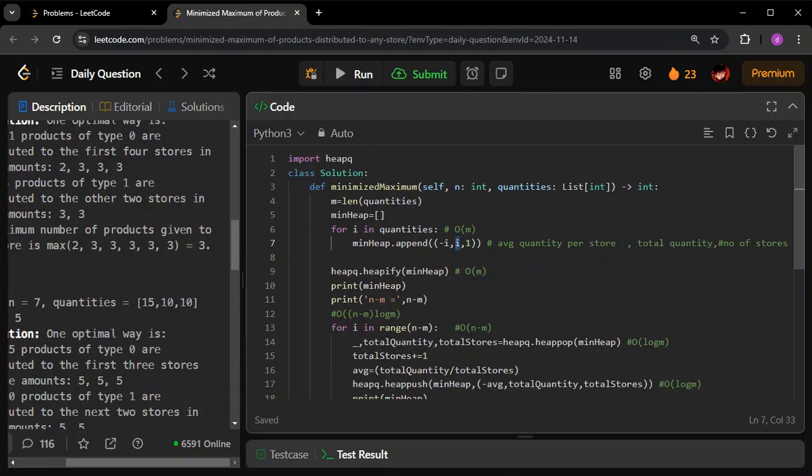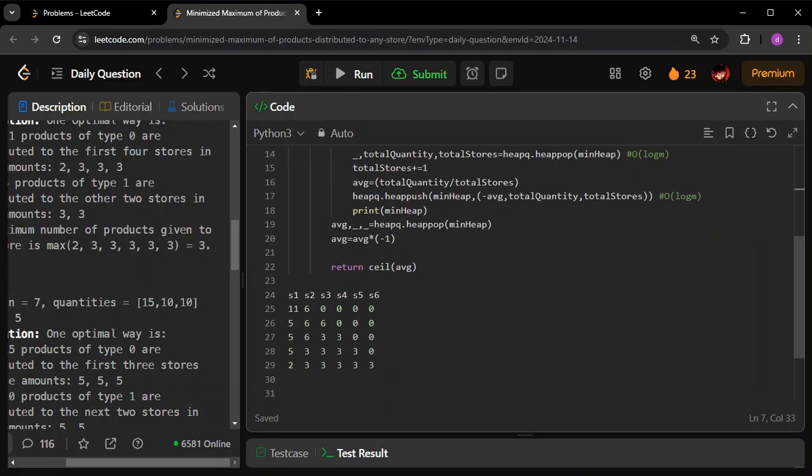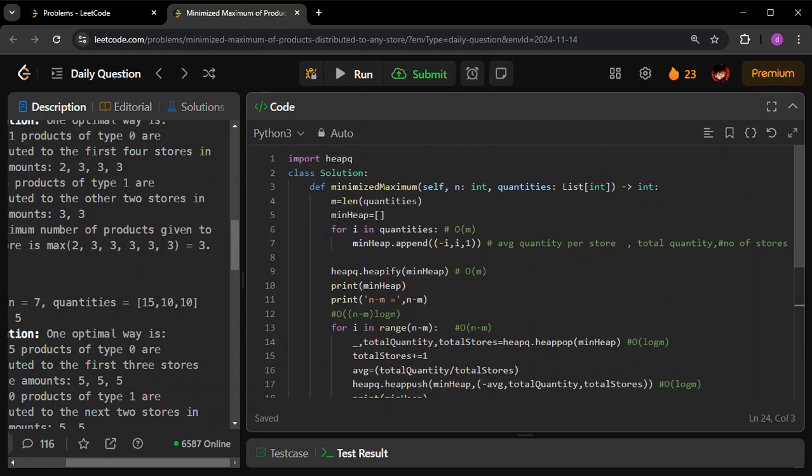Next, in the starting, I'm going to assign this whole quantity of a particular type to a given store. Initially for all types of products, the number of stores is going to be one. And then the average quantity per store: if we divide all the products among the stores, I'm going to put all 15 of type A in a single store, so all the quantities will be in a single store itself. This average you will get to know when you follow the algorithm. But for now, it will be minus i.